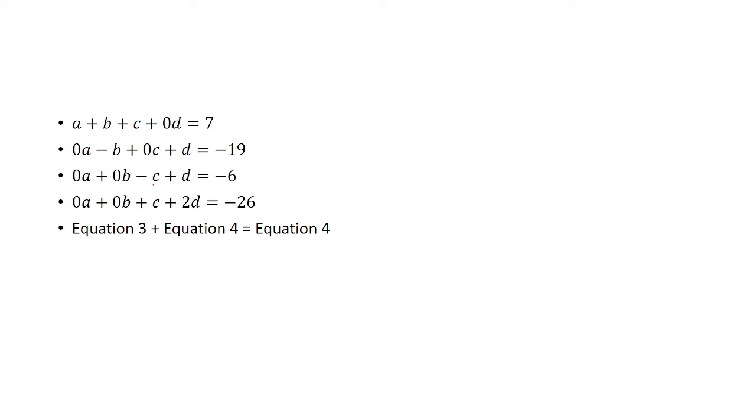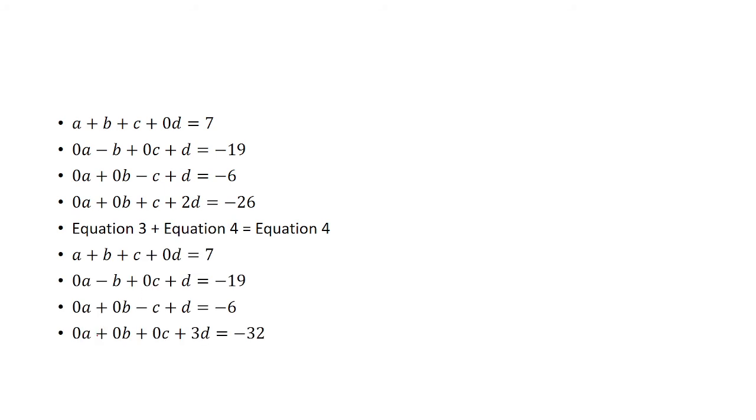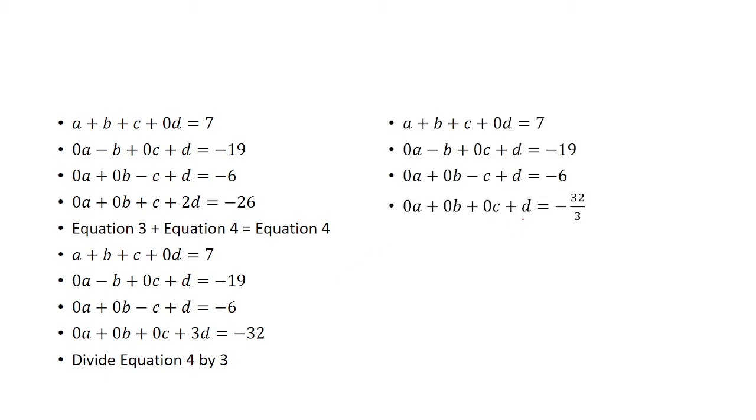Now equation 3 and equation 4, notice that one has negative c, the other one has positive c. So if we add these, the c's are going to cancel. And so that's going to be our new equation 4. So it'll be 0a plus 0b plus 0c plus 3d is negative 32. Now we want to get this coefficient of d to be 1. So we're going to divide this last equation by 3. And so this last equation is good. We see that d is negative 32 over 3.